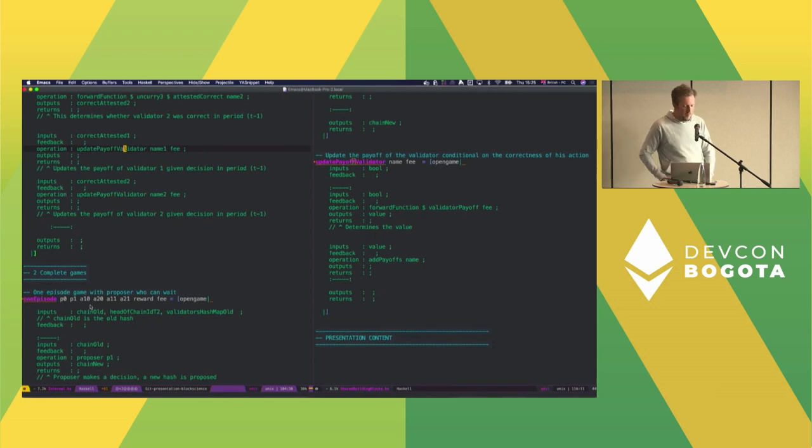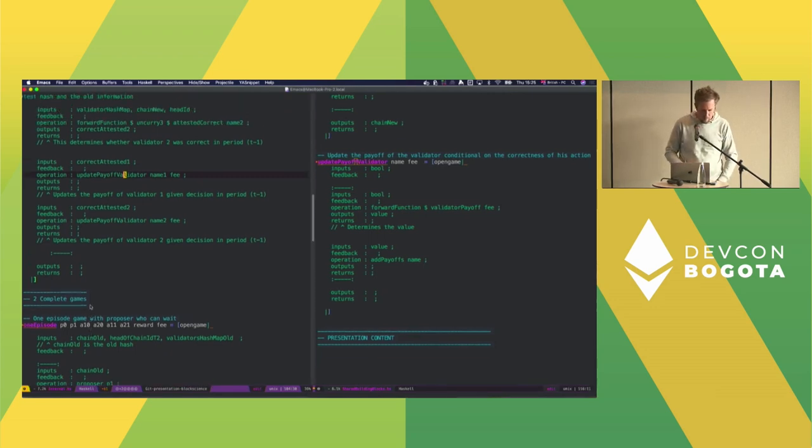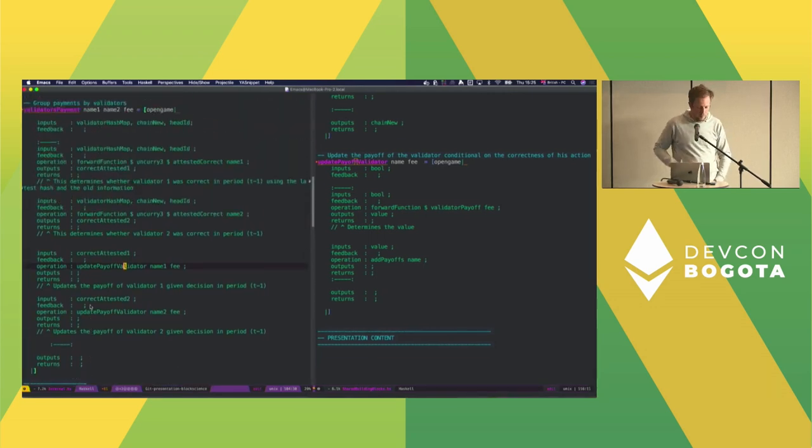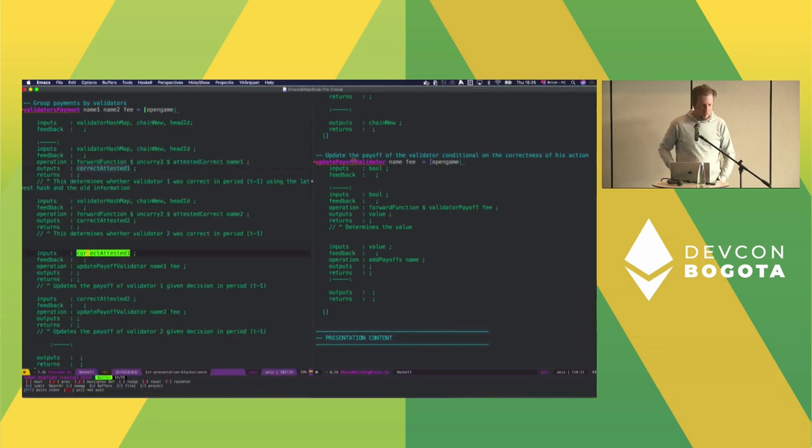So here you have essentially Boolean values that are the outputs, which is the correct attested one and two. But then in a different block, you had an input and output that was actually called bool. So I'm a little confused whether this is supposed to be like a label or a type.